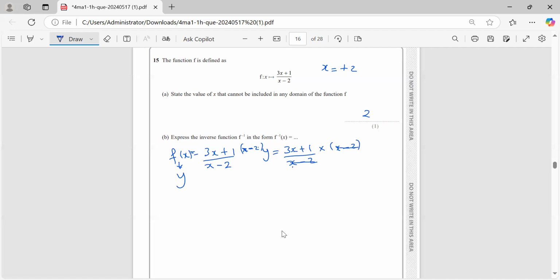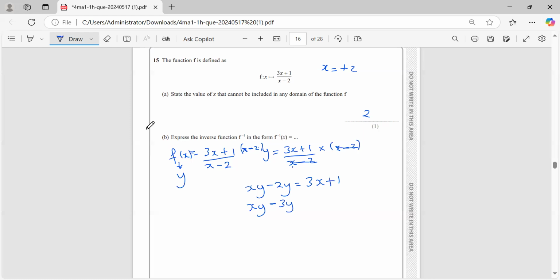So y times x, I'm going to get xy. And y times minus 2, I get minus 2y, which is equal to 3x plus 1, right? Remember, I want to make x subject of the formula, right? So I'm going to take all the terms with x over to the same side. So I now have xy. I take this 3x to the left, and then it becomes minus 3x.